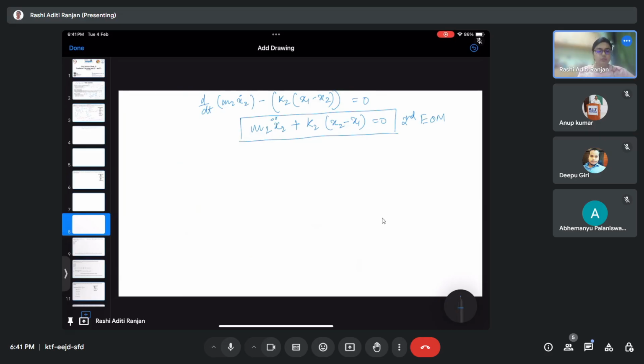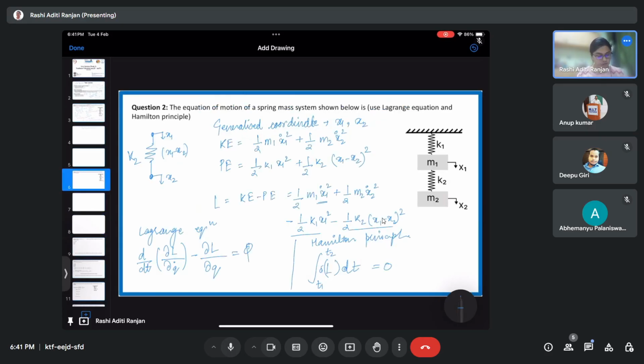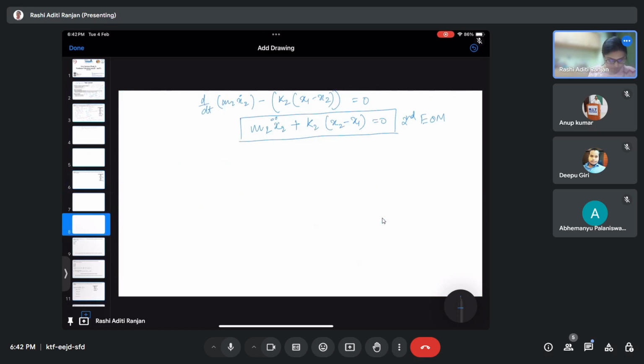Now I will go to the Hamilton's principle. Okay, so as I discussed over here also, my Hamilton principle says that the delta of my Lagrange integration with respect to time from t1 to t2 should be equal to 0. Okay, so now if I evaluate, first I'll just evaluate delta L.